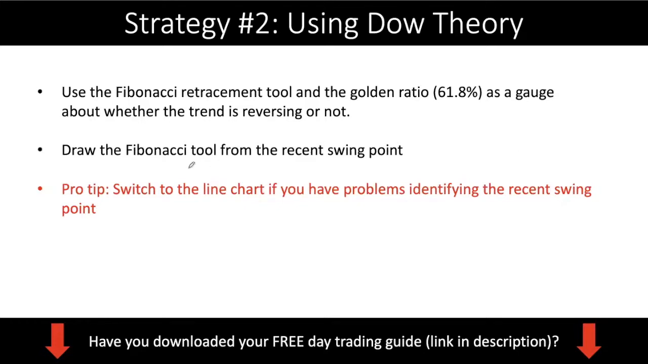Then the next thing you want to do is grab this Fibonacci tool and use it from the recent swing point. Again, I'll go into the chart to show it to you. I also have a pro tip. If you're new to trading and you can't really identify the swing points that you should be using, then switch to the line chart. The line chart will show you precisely where you should be drawing the Fibonacci tool from. Now let's go into the charts and I want to show you how to do it.